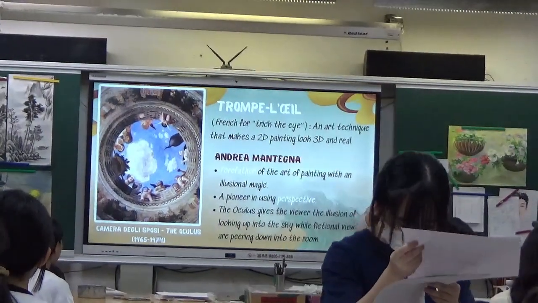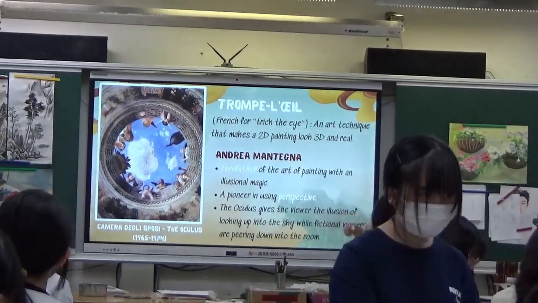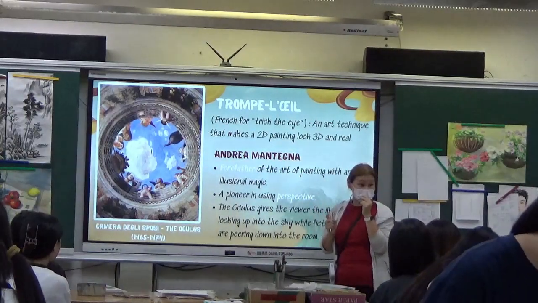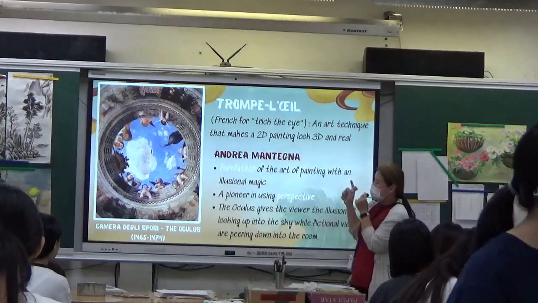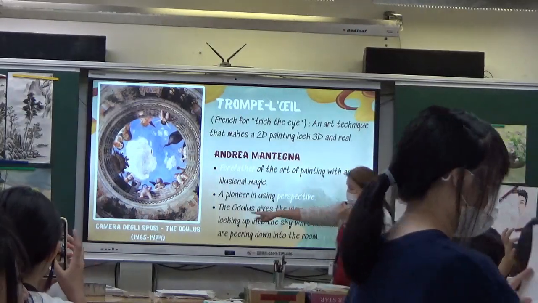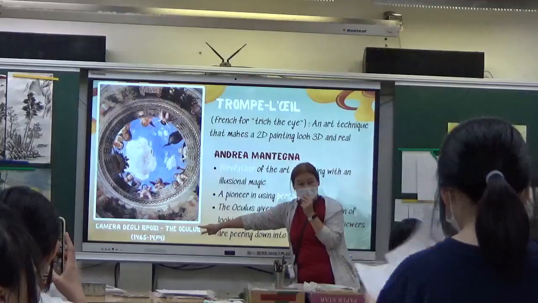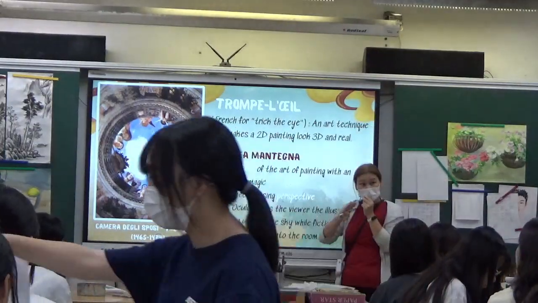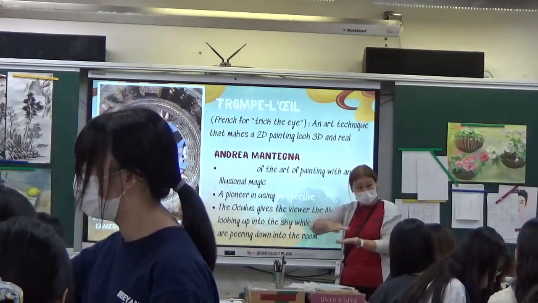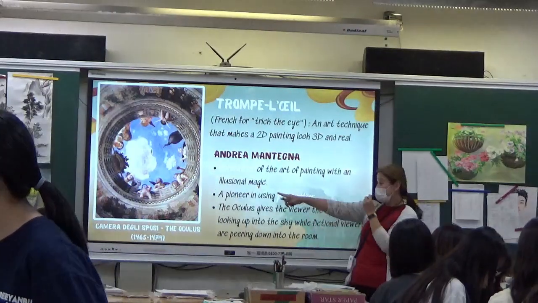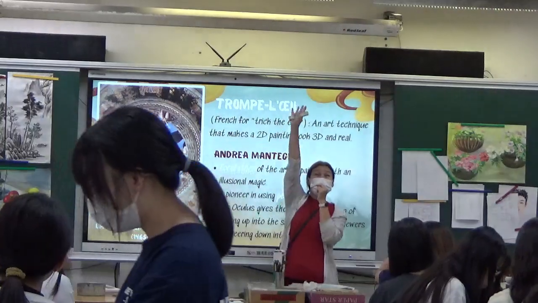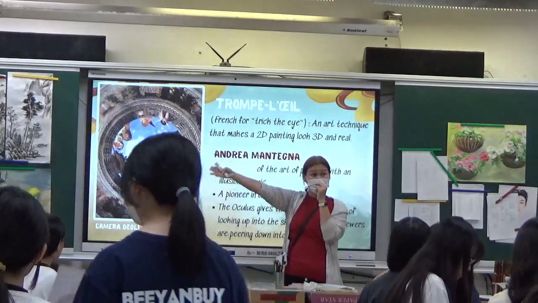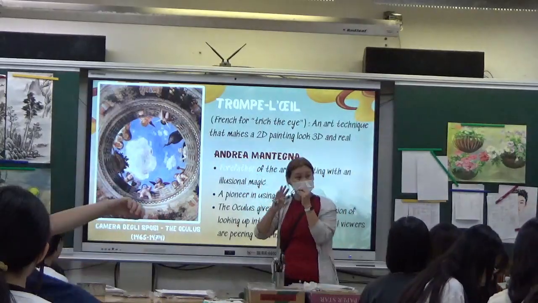So the famous painter during that time is Andrea Mantegna. He's an Italian artist. His famous work is called the Oculus. Why is it famous? Because at that time, most of the painting is 2D, right? 2-dimension. But he drew this on top of the ceiling. So when people see, it looks like a ceiling, like a roof. But actually it's just a painting.